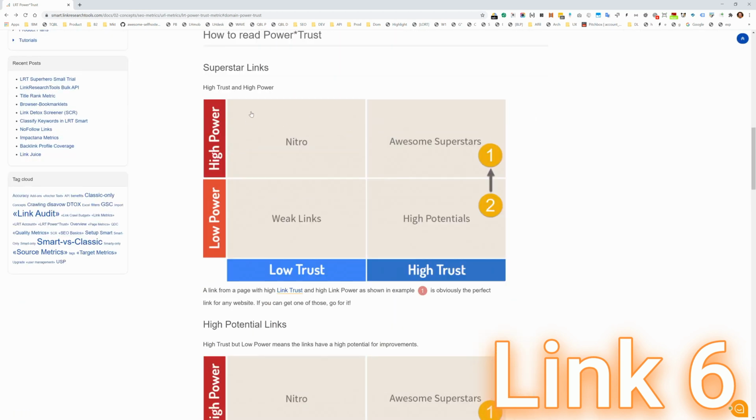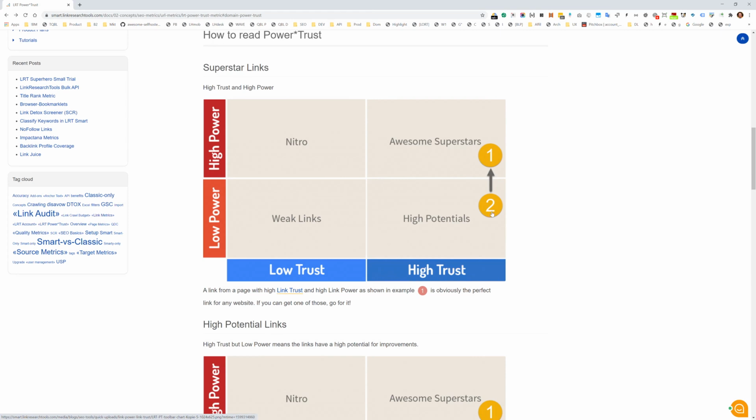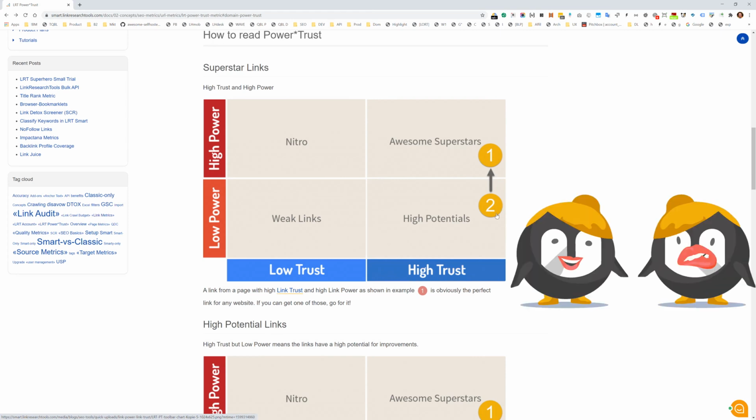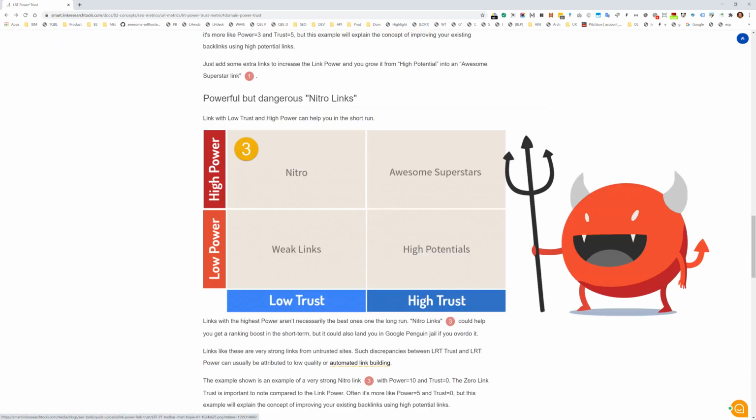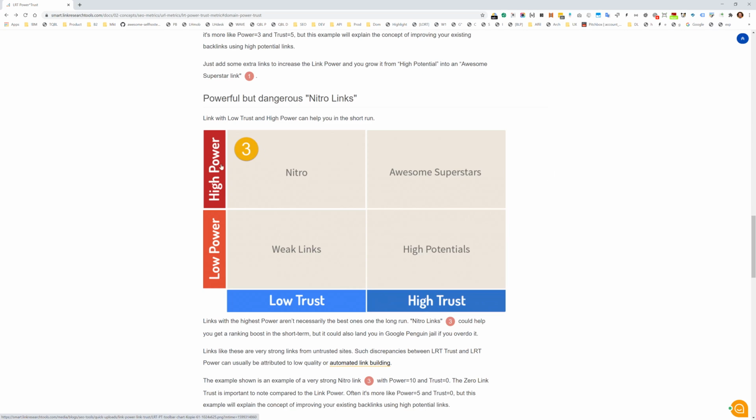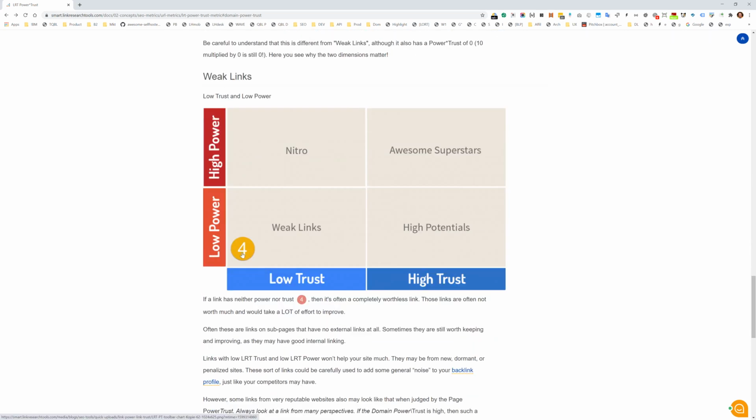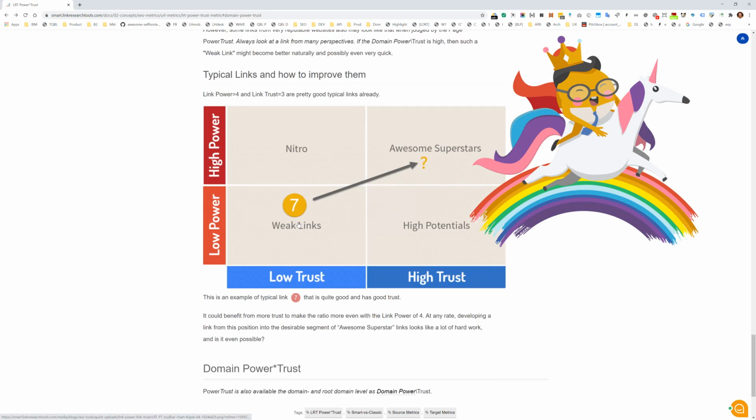So here you see that looking at power and trust is something that Ahrefs doesn't have and SEMrush doesn't have. It makes a difference if you have a weak link on a trusted page or a very trusted page or not trusted at all. So here we got nitro links. Strong link, a lot of links to this page, but the trust isn't there. That's why we call it nitro links. These are the links that get you into trouble. And a weak link is, of course, a link that has no power and no trust at all. So we always strive to make our links superstar links with a maximum of power, but also a maximum of trust.